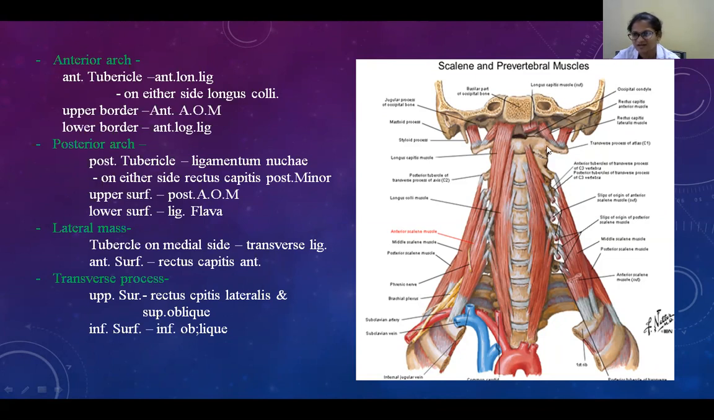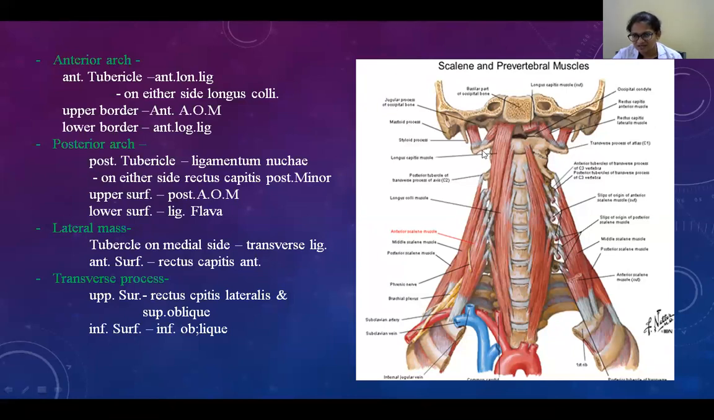And next, coming to the attachments on the transverse process. This transverse process consists of an upper surface and a lower surface. This upper surface gives attachment to the rectus capitis lateralis and superior oblique muscle. See, this is the rectus capitis lateralis, and behind that you are going to see the superior oblique muscle.